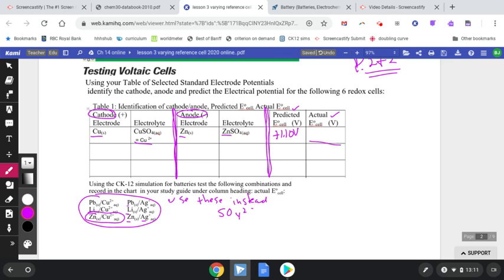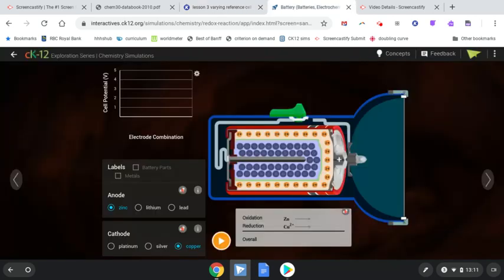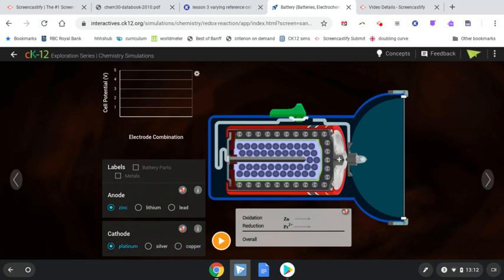So we're going to do the first one together. I'm going to provide the link for this. It's called CK12 batteries. And so I have a battery here with a flashlight. So here's our voltaic cell. And this one, I think, starts out with zinc and platinum. So we've got zinc in the center as our cathode, and then platinum is the anode around the perimeter.